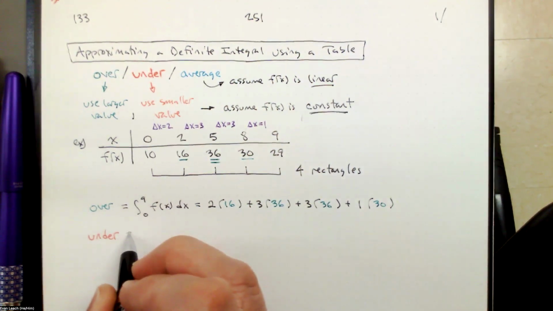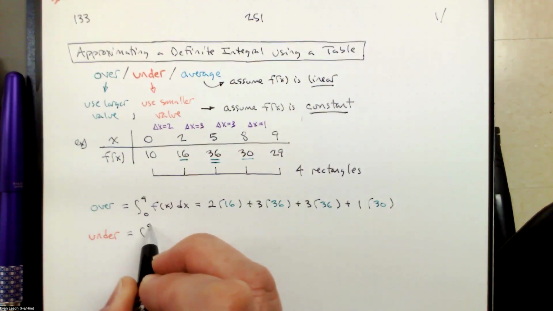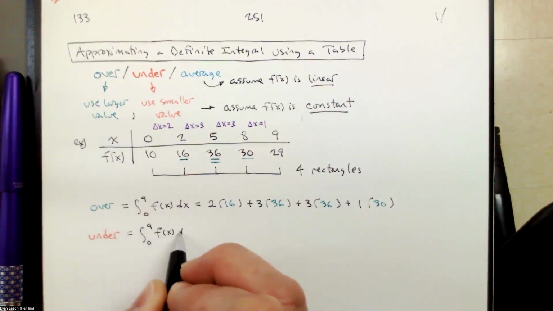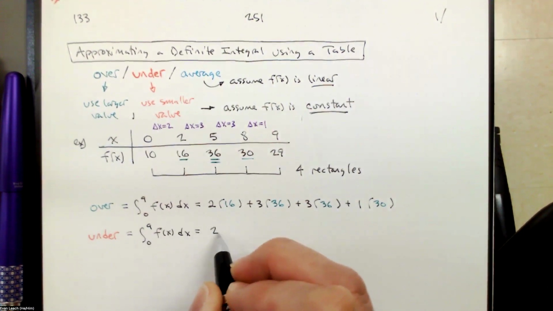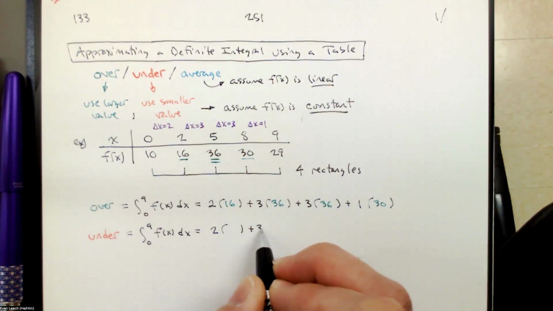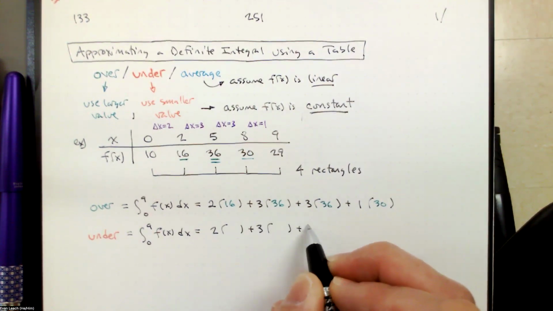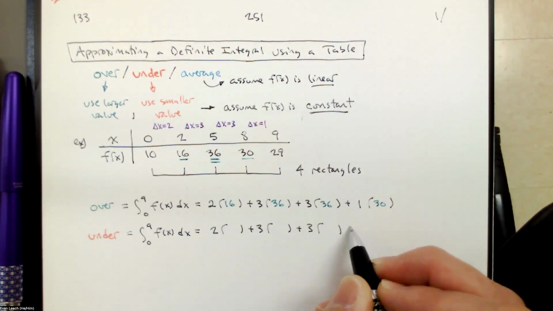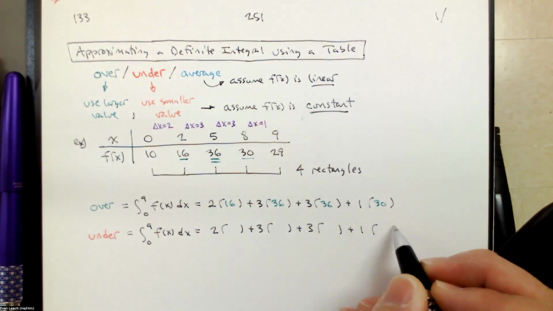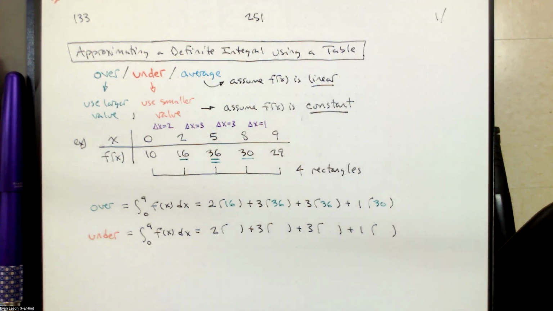Our setup is going to be the same. We're still trying to integrate from 0 to 9 of f of x dx. The first rectangle still has a width of 2. The second rectangle still has a width of 3. The third rectangle still has a width of 3. And the fourth rectangle still has a width of 1. But now we're going to go through and look at each interval and pick the smaller value.